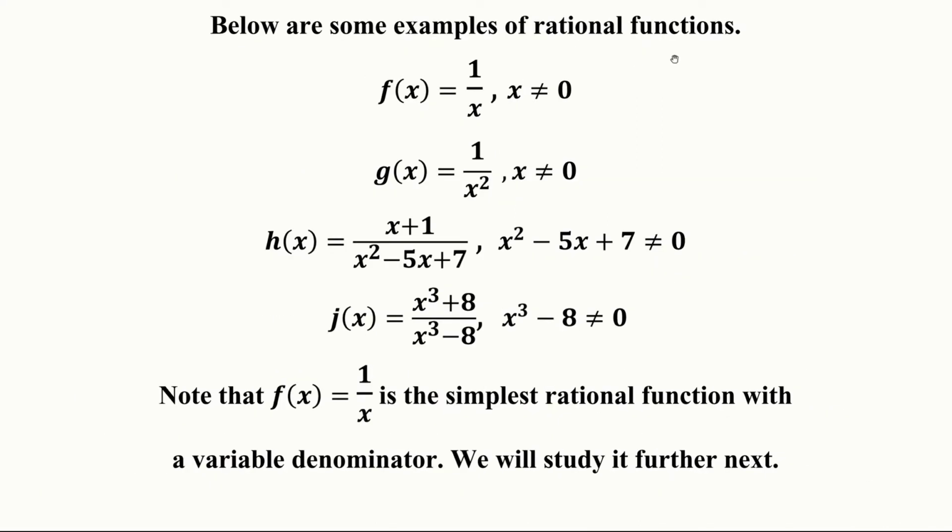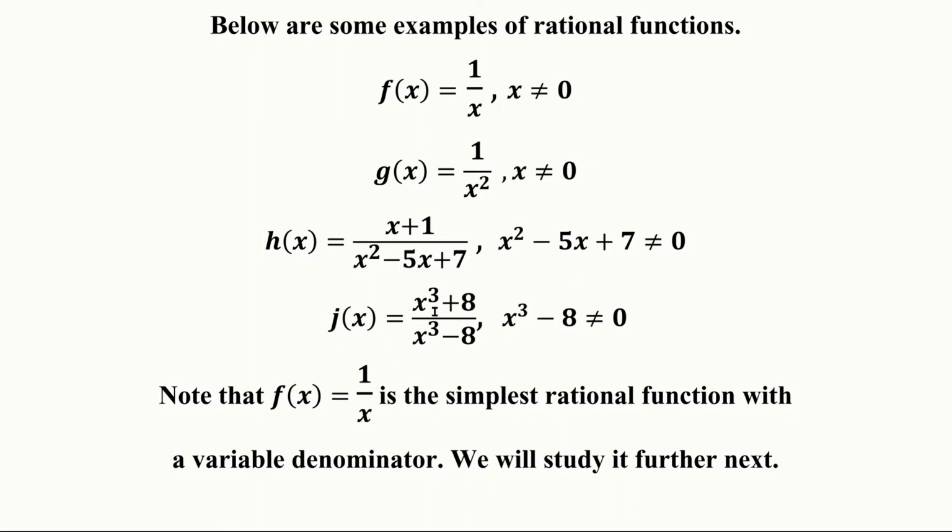Below here, we'll see some examples of rational functions like f of x equals 1 over x, x not equal to 0. This, of course, is the simplest rational function with a variable denominator, and we're going to be studying it further next. Here's another one, g of x equals 1 over x squared, where x does not equal 0. Remember, the only requirement is that the numerator and denominator both be polynomials and that the denominator shouldn't be 0. H of x here is another one, x plus 1 over x squared minus 5x plus 7. And of course, the denominator, which is x squared minus 5x plus 7, should not be 0.